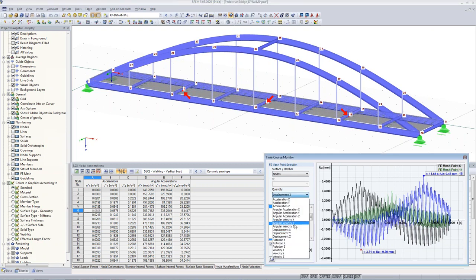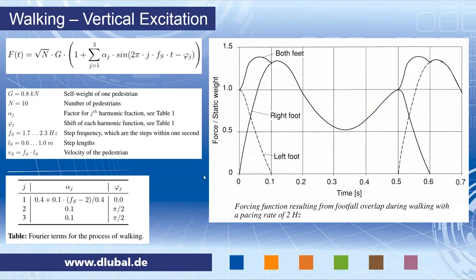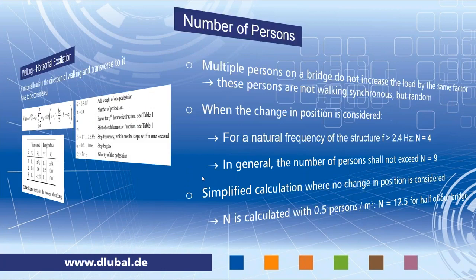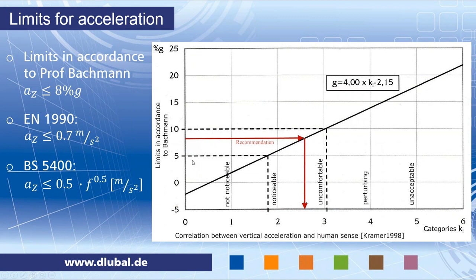The accelerations, I want to discuss quickly the limits of accelerations with you. So I go back to the PowerPoint slide, and that's what we have seen already. So limits of accelerations. You find different suggestions in different literature. You have the Eurocode, which gives us a limit of 0.7 meter per square second, which is roughly 8% of g, which Professor Bachmann provides. Or you have the British standard, which gives this formula.